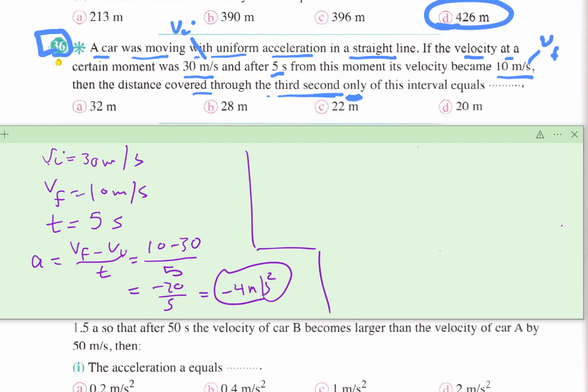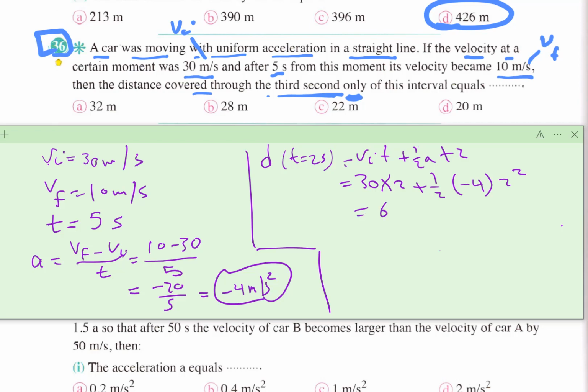What else? Let's calculate the distance after 2 seconds, after t equal 2 seconds. So d equals V initial t plus half a t square. V initial here we have 30 times 2 plus half times negative 4 times 2 square equals 60 minus 8, which means 52 meters. This is the distance covered after 2 seconds.